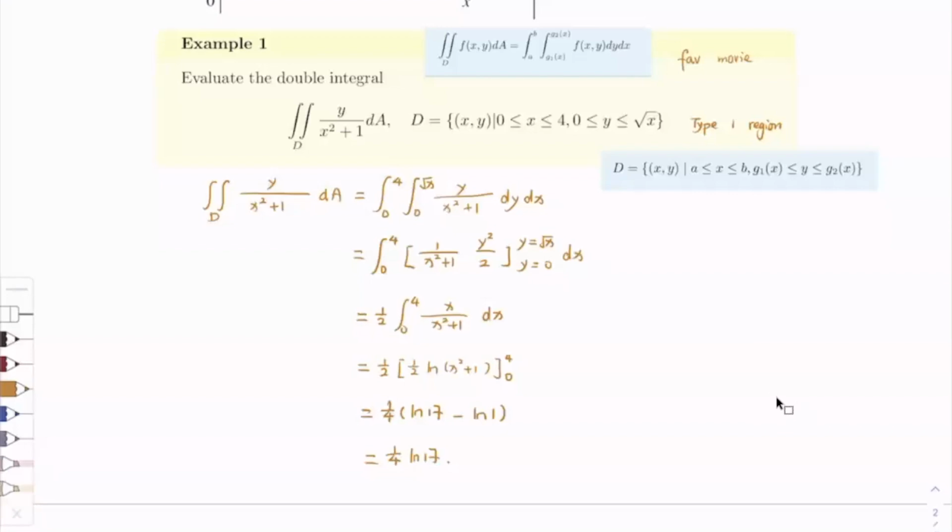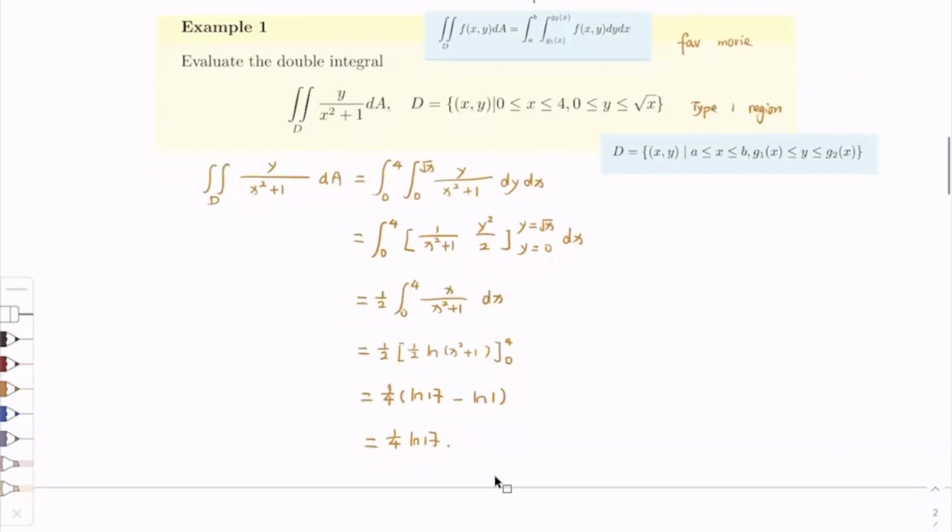You don't really need to graph it. For this type of question, you just need to know if it's type 1 or type 2, and use a formula to compute it. Okay, anyway, any questions? Do we have any questions?